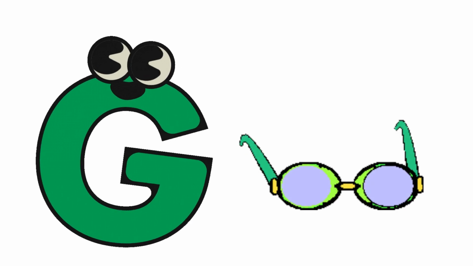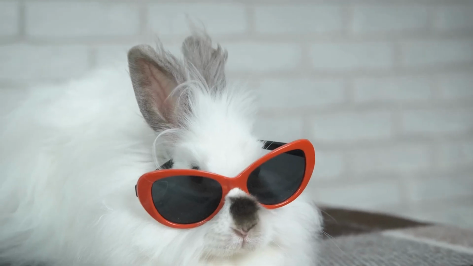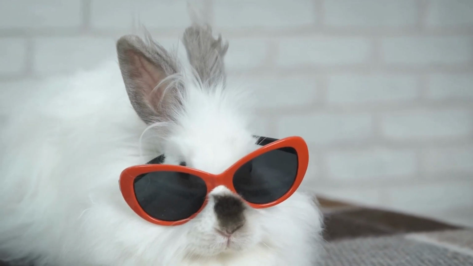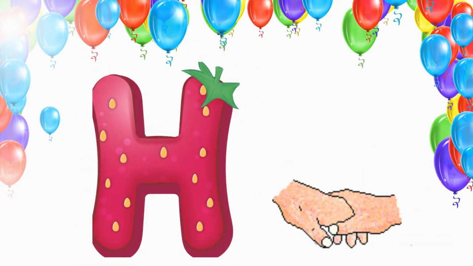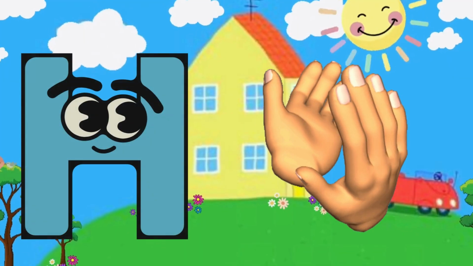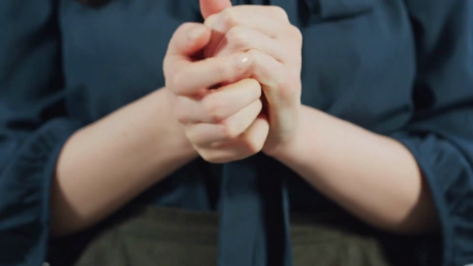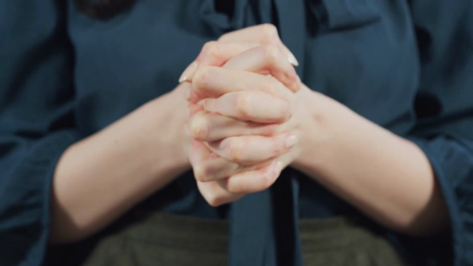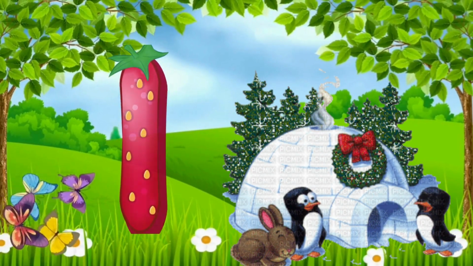G, g, glasses. G, g, glasses. G, glasses. H is for hand. H, hand. H, hand. I is for eagle.